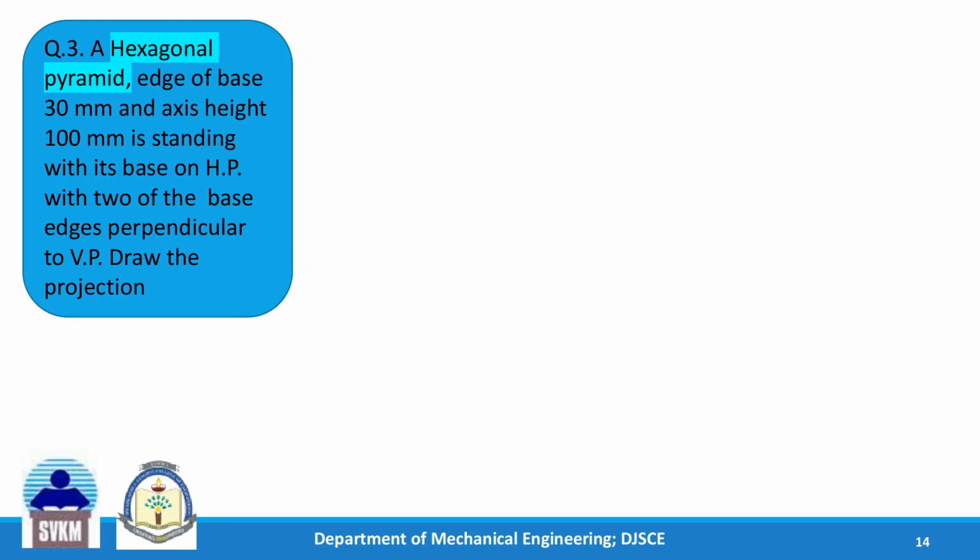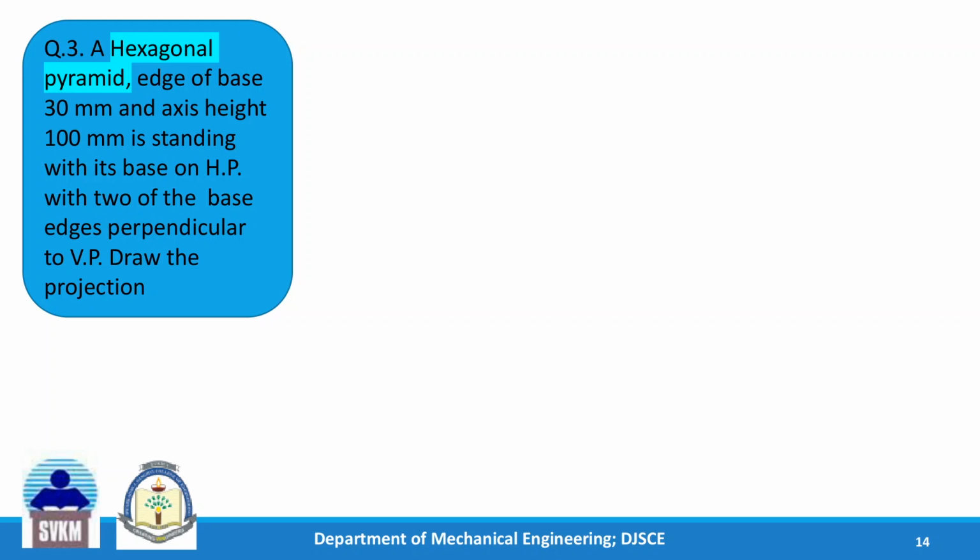Understand what is what. First thing, you have to take care something is on HP, something is on VP. That is important. When something is on HP or on the VP, you have to take it on that plane. Now here in this case, it is resting on its base on HP, means you have to keep it on HP. Okay, so base is on HP means axis is perpendicular to the HP. That is what we can deduce from this.